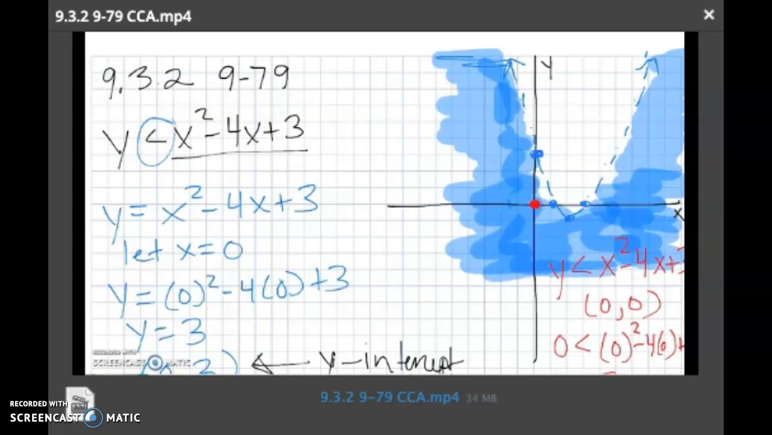But since 0, 0 was below the parabola, when we substituted that in, it made the inequality true. That means that all the points below the parabola, the points that are less than, below my parabola, are what will make the inequality true. Okay, and we have that dotted line because we don't have the equals to sign. So the points on the parabola will not make it true, just the points that are below the parabola.